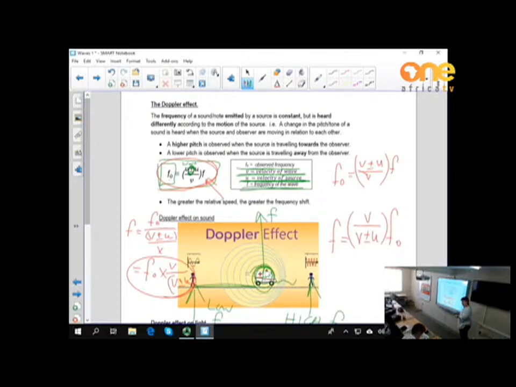Can you follow? You can go and memorize them if you want to. It's not a problem. It depends on what they are asking you. If they are asking you for the observed frequency, then you would use it in this format. If they are asking you the frequency of the source, well, then you have to use that one. Do you follow?